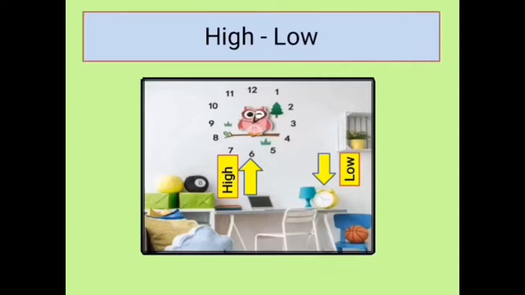Now in this picture, can you see a wall clock? See the picture of owl and it is a wall clock. So the wall clock is at high level and see yellow color alarm clock. It is on the table. So the alarm clock is at low level. Wall clock is at high level. Alarm clock is at low level.